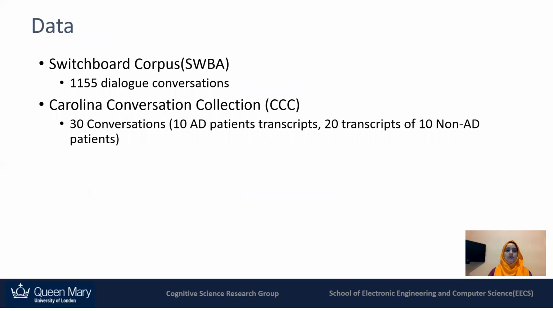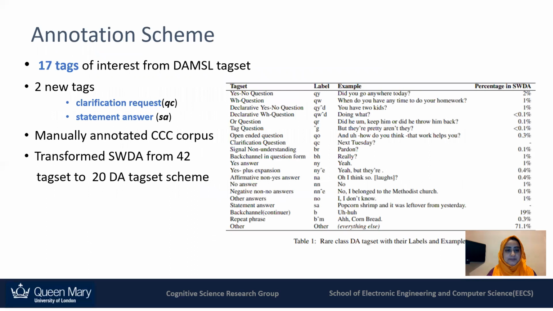We use two corpora here. One is the Switchboard corpus, and the other one is a clinical conversational style dataset, the Carolina Conversations Collection, and we use 30 conversations from this dataset.